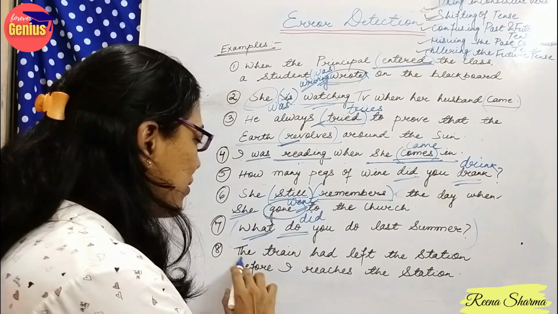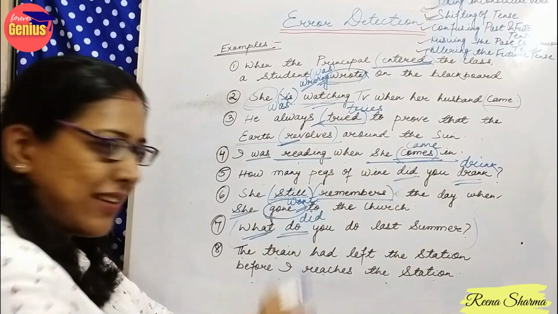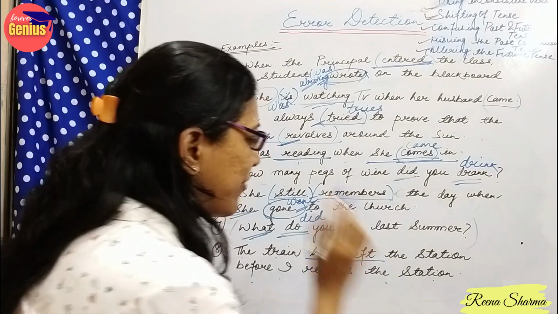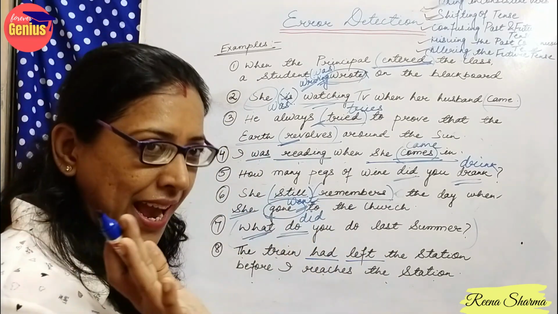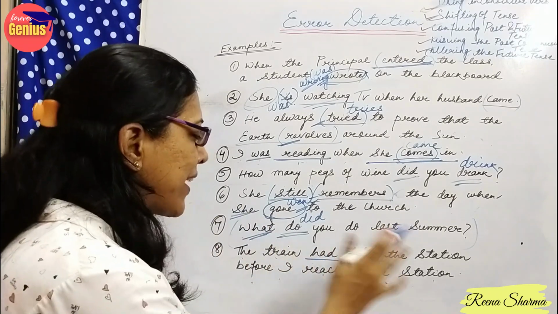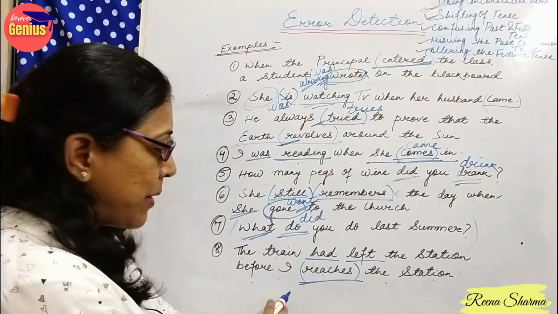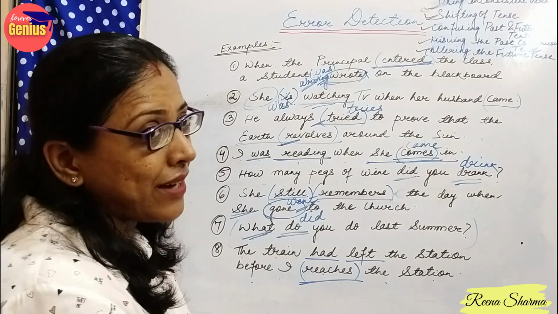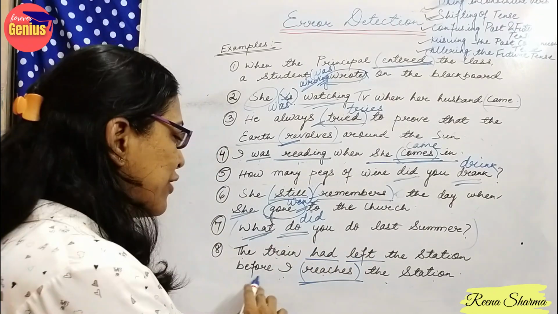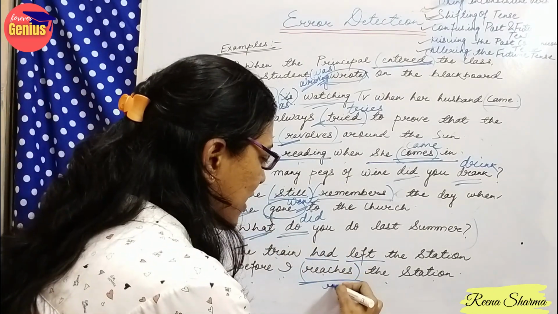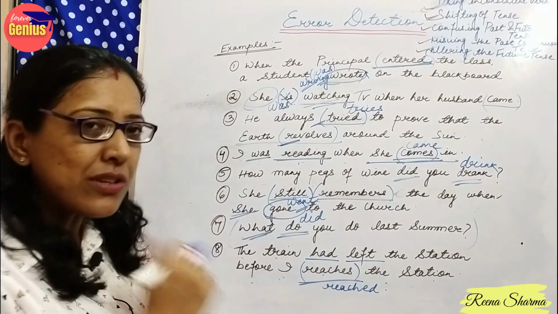Got it? Now, the train had left the station before I reaches the station. Had left. So this is coming into past perfect tense. When it is past perfect tense, will this verb be in simple present tense? No, it can't be. It will be simple past tense. So this will be reached. The third form of the verb will be used here.